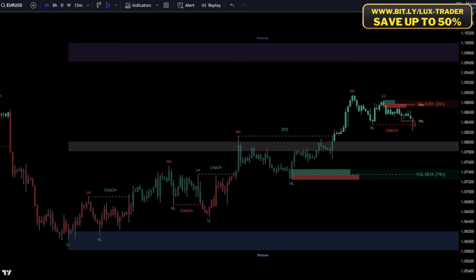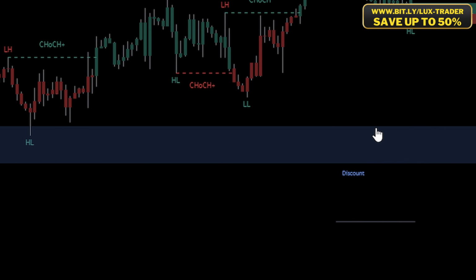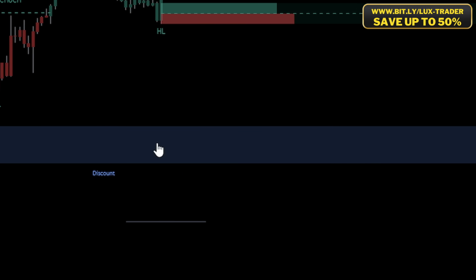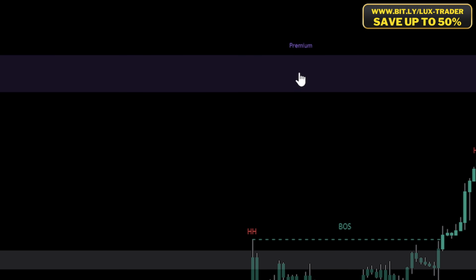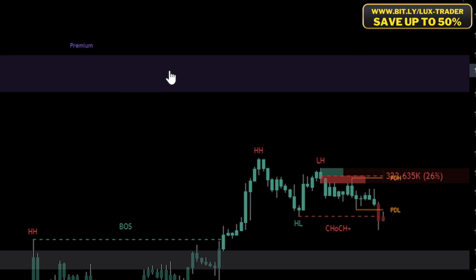Alright, as you can see, we have a premium zone here and a discount zone there, which are essentially zones of interest. The green zone at the bottom is an area of interest for buyers. They view it as a cheap price to buy, hence it's called the discount area. The red zone at the top is an area of interest for sellers. They see it as a favorable price to sell, so it's known as the premium area.